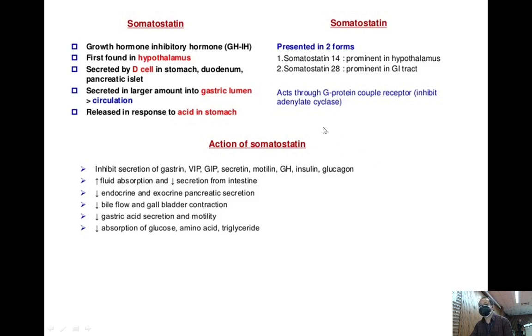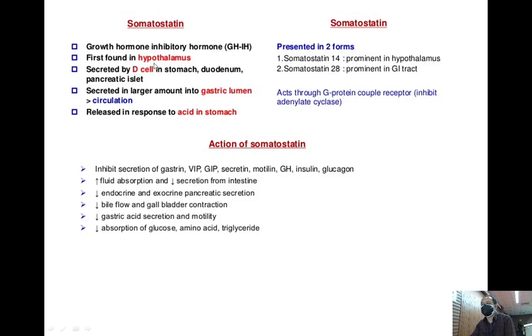And I've said that this is a hormone that is similar to what we call the growth hormone inhibitory hormone released from the hypothalamus. It's the same hormone, as a matter of fact. It was first found in the hypothalamus, so that itself speaks volumes. It is secreted by D cells in the stomach, duodenum, and pancreas. So you have these D cells also in the pancreas, right?